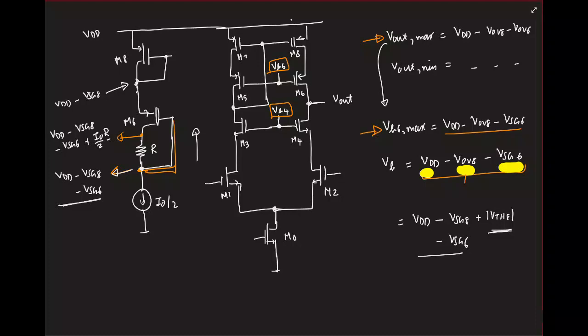Forward bias diode. No, this is not. See, this is the threshold voltage for a MOS transistor, right? So can you think of some way in which you can generate a voltage which is close enough to the threshold of a transistor?